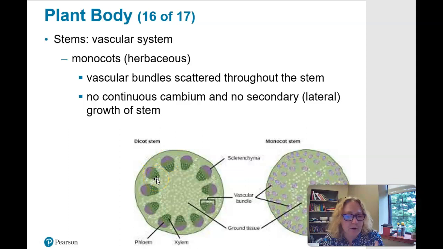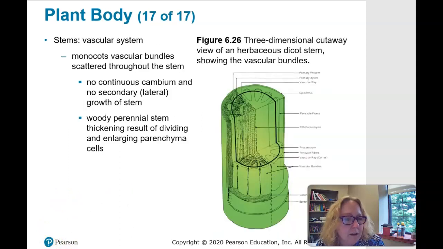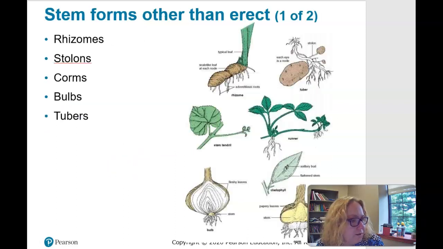Here's again what it looks like in monocots versus dicots. Your monocots have vascular bundles scattered throughout the stem, and there's no continuous lateral movement because your grass plant doesn't really get that much thicker. It just kind of gets taller, and that's what it does. Again, there's no secondary lateral growth. It is just a blade of grass.